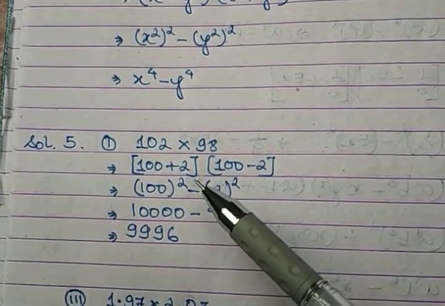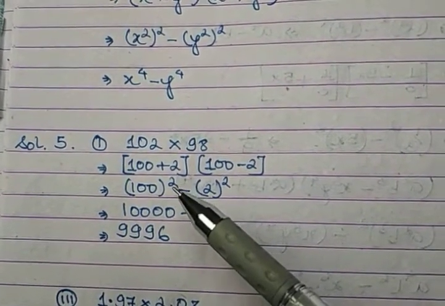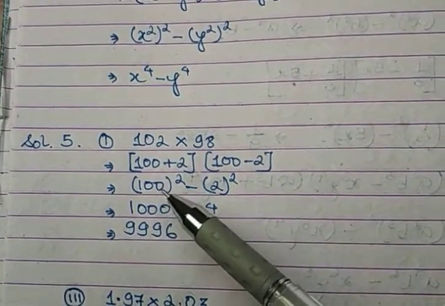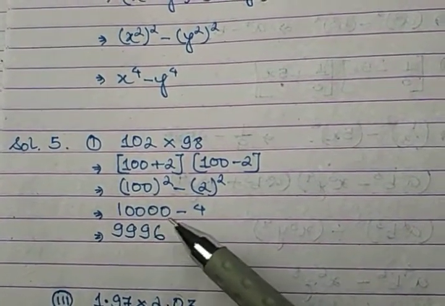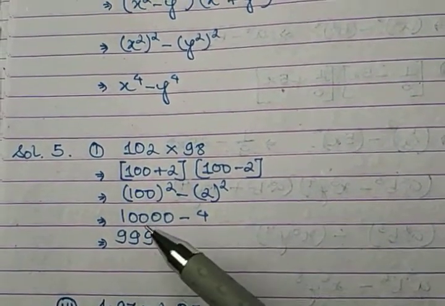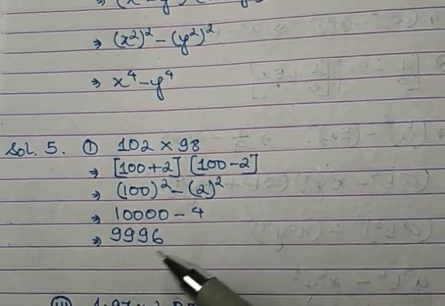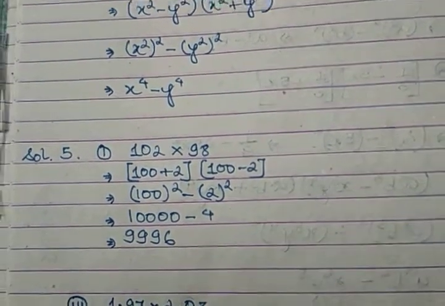How do we square the multiples of 10? All we need to do is just double the number of zeros. So we have 2 zeros in here. After squaring, 4 zeros will come. So 4 zeros, simple. 1 with 4 zeros minus 2 square, which is 4. Now 10,000 minus 4 is 9,996. So we are done here.